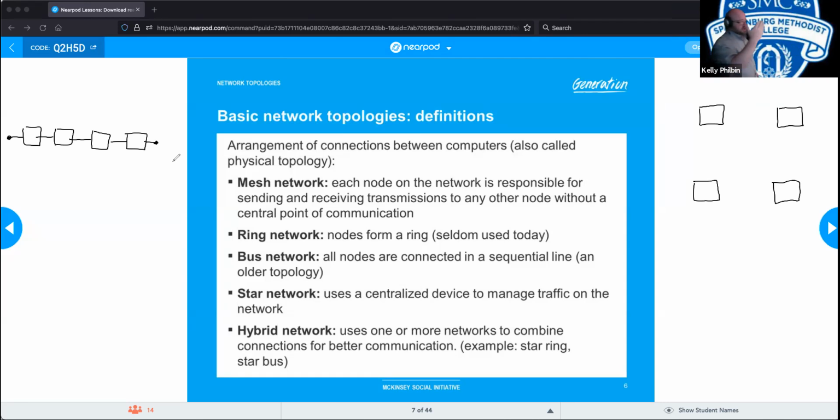Originally this was on a bus network, which is just this single line right here of units. They don't come around and connect to each other like the ring. And at the end of each of these lines, they have what is called a terminator.